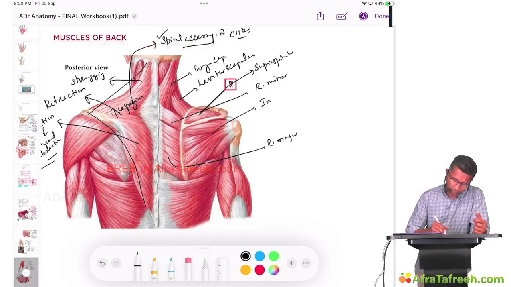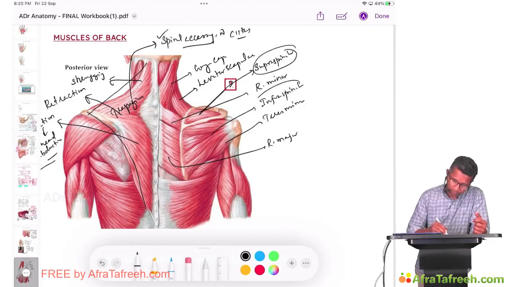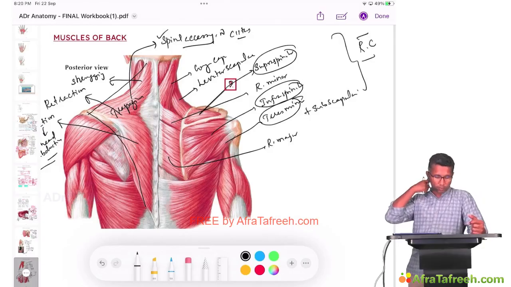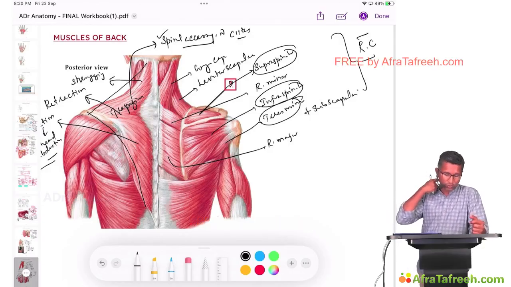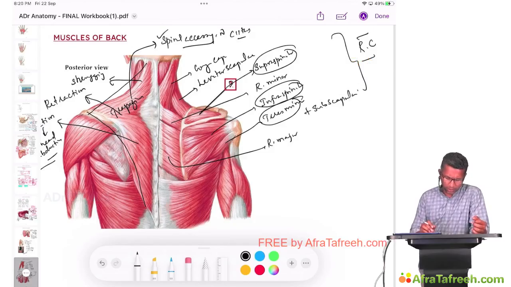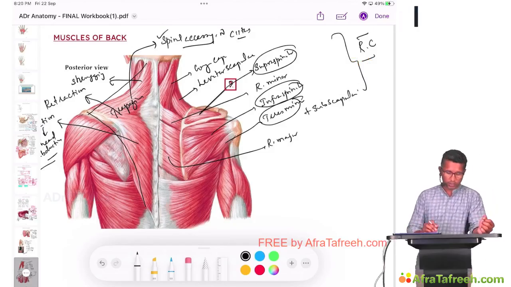This is called the infraspinatus muscle. This is called infraspinatus muscle. The muscle you see here is the teres minor muscle. Okay, these 3 muscles, supraspinatus, infraspinatus, teres minor, along with subscapularis, form a cuff called the rotator cuff. Very, very important stabilizer of the shoulder joint. Okay, so it forms a rotator cuff. So these are all the important muscles in this region.